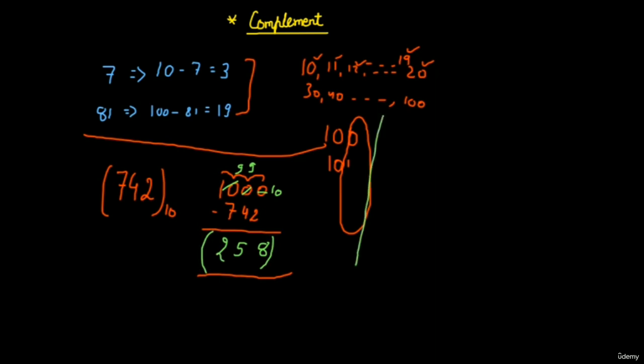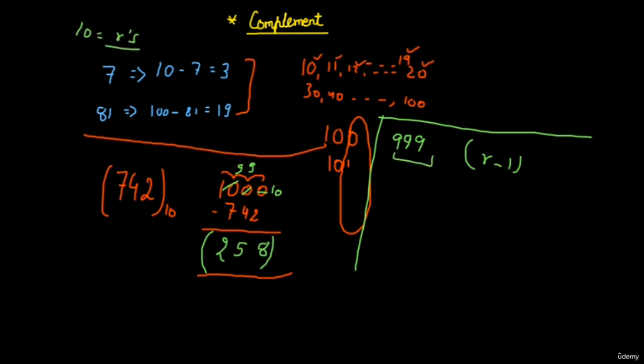Sometimes in mathematics and in general calculation, we also require the complement of r to the power minus 1, or in simple words 999. That's what I meant by r minus 1's complement. So I can say the tens are r's complement. Now you get the point. So why do we take this number? Because this is the greatest 3-digit number.